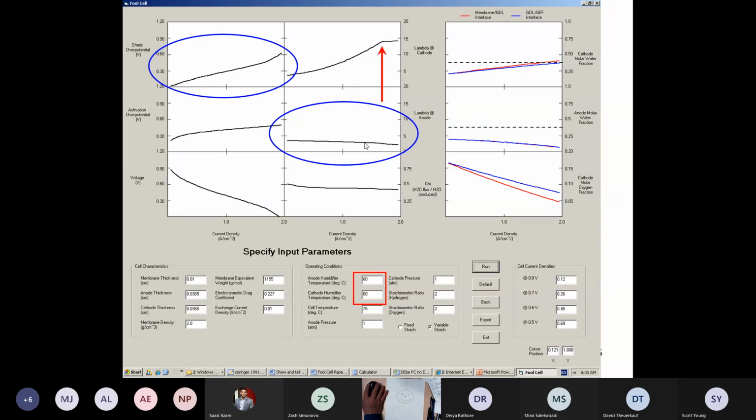Yeah, this is showing what happens if you get dry out at the anode side. You get this big increase in the ohmic overpotential from the dry out. And you get this big rollover in the polarization curve because the membrane is drying out here. And you also have flooding going on. It's drying out at the anode side and flooding at the cathode side.